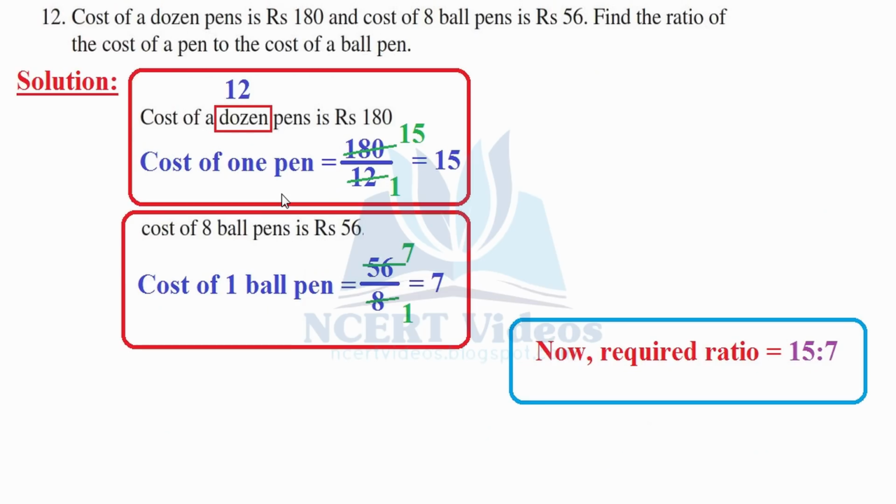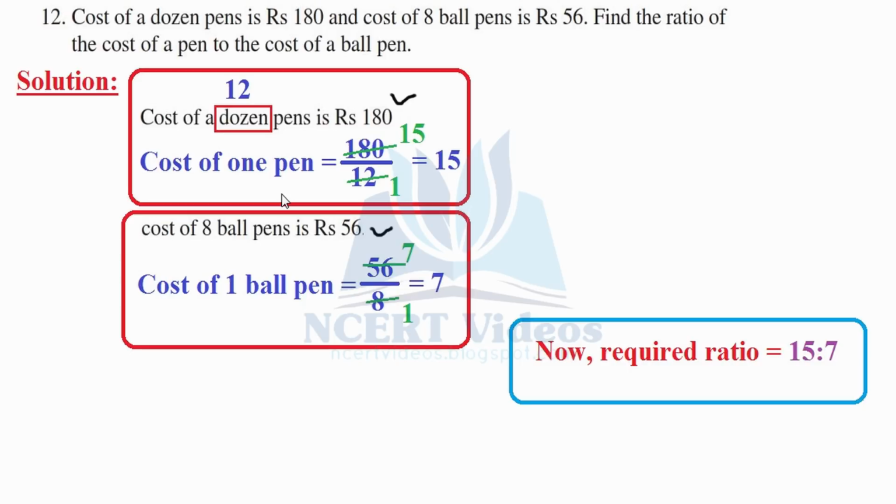Question 12. Cost of a dozen pens is rupees 180 and cost of 8 ball pens is rupees 56. Find the ratio of the cost of pen to the cost of ball pen. So how you'll do it? So we write cost of dozen of pens is 180, dozen means 12, and cost of 8 ball pens is 56. This is given to us.